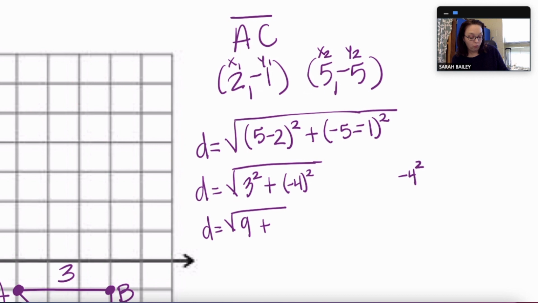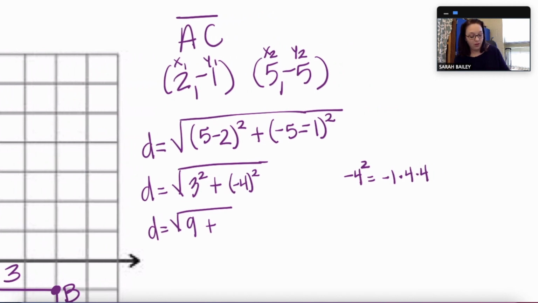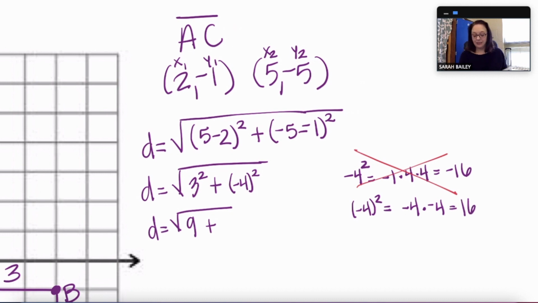If you wrote that as negative 1 times 4 times 4, that would give you negative 16. That's wrong. Do not do that, okay? Negative 4 in parentheses squared, which is what you should have written, means negative 4 times negative 4, which is positive 16. Okay. All right, then 9 plus 16 is 25.